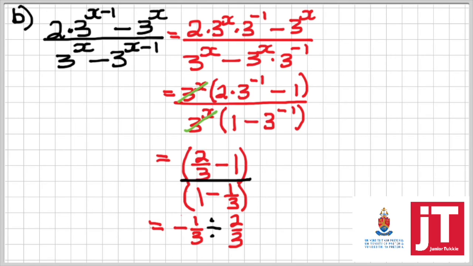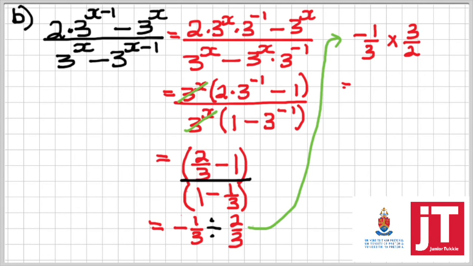But then I'm going to apply basic division rules. If you are dividing two fractions, you tip and multiply. So you're going to have negative third multiplied by 3 over 2. Simplifying that, we get our final answer as negative half.